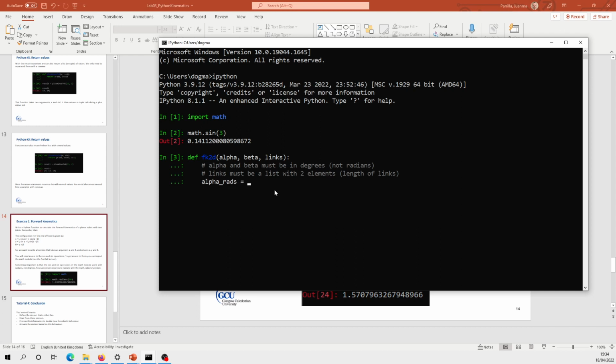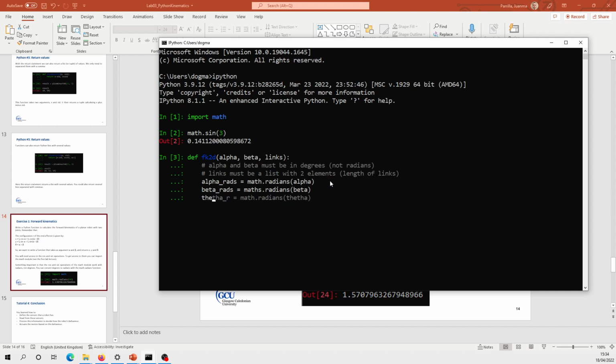So we can do something like alpha in radians, which is going to be equal to math.radians(alpha). Basically, math.radians is a function in Python that gets an angle in degrees and returns its value in radians. And we can do the same with beta in radians: math.radians(beta). So now we have converted both alpha and beta into radians.